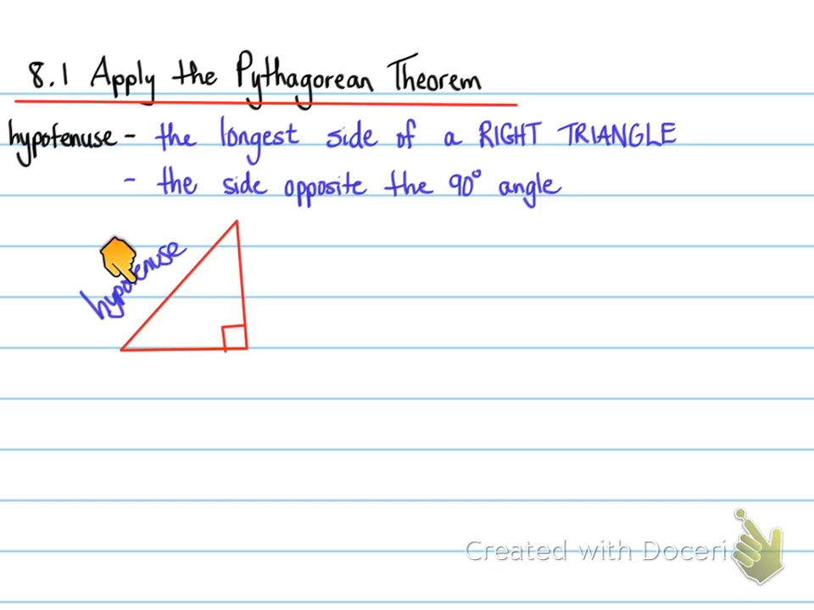Now, how do we know? Well, see this right angle here? It always points to the hypotenuse. See how it's pointing to the hypotenuse?